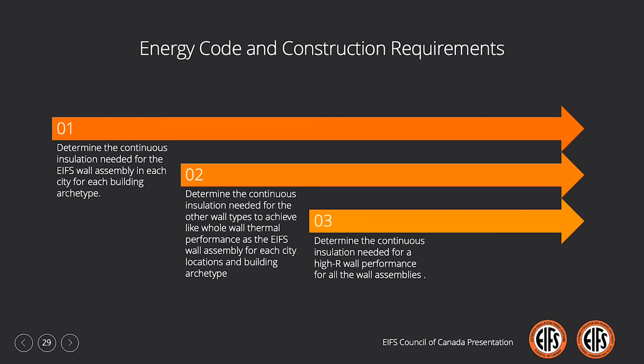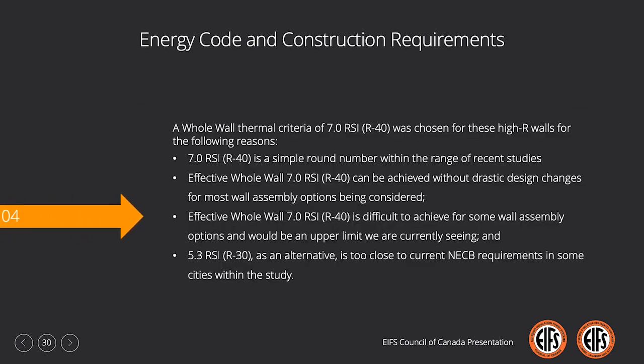So for those wondering how an R40 was selected as the high R value for the high R walls, the rationale in the report looks something like this. It's a simple round number, and it's within the range of some recent studies. I'm sure you can find those online if you were to search R40 and, let's say, John Straub. An effective whole wall R value can be achieved without drastic changes for most wall assemblies being considered, although it did bring about some constructability challenges for some of the assemblies and therefore represented the responsible upper limit.